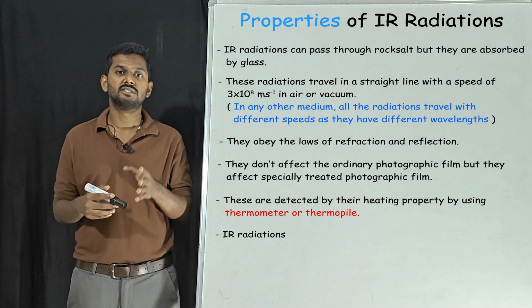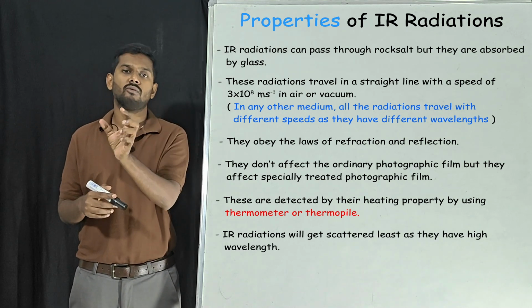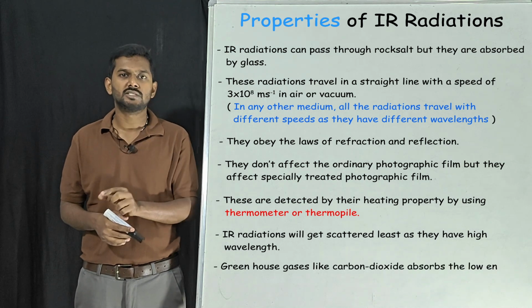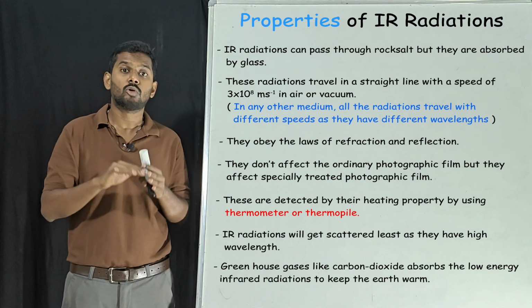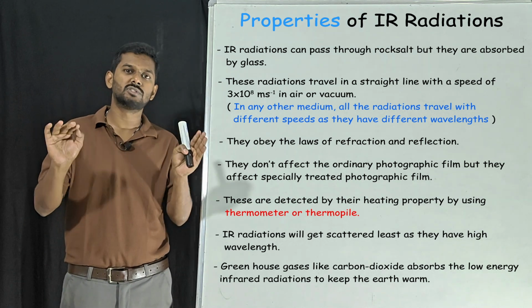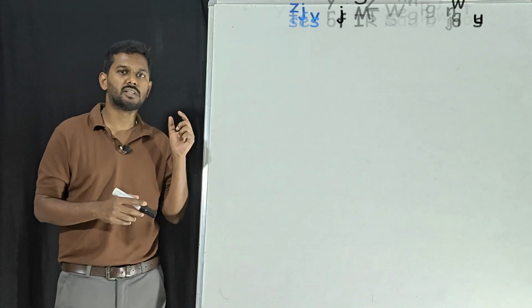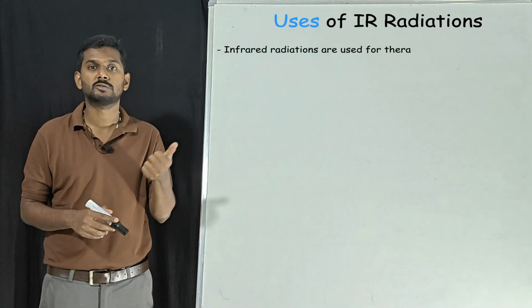These IR radiations are scattered least in the atmosphere because they have long wavelength. Our last property: low energy infrared radiations are absorbed by greenhouse gases like carbon dioxide to keep the earth warm. So these are the properties. Now we'll learn the uses of infrared radiations. These infrared radiations are used for therapeutic purpose by doctors.